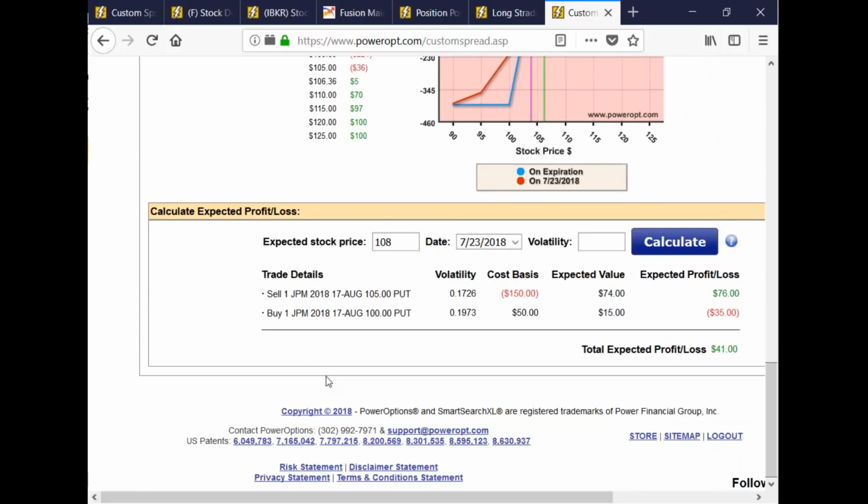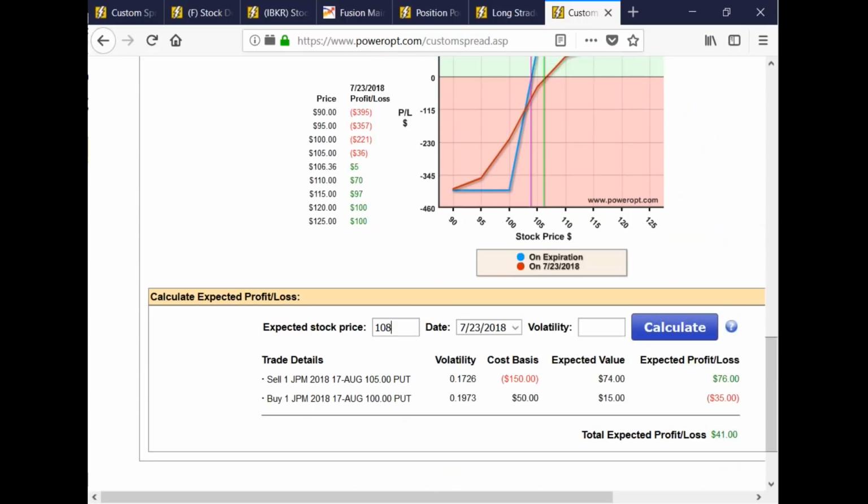Okay. I'm in the right options. Yeah, so $41, so that would be close to it. So about 107.50, 108 is probably the target there in the next week or two as well. Okay.